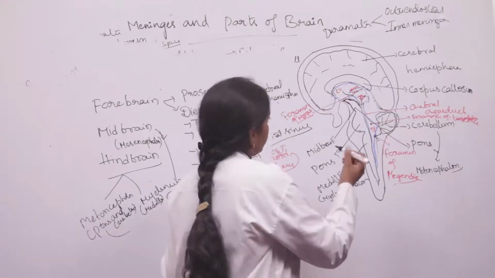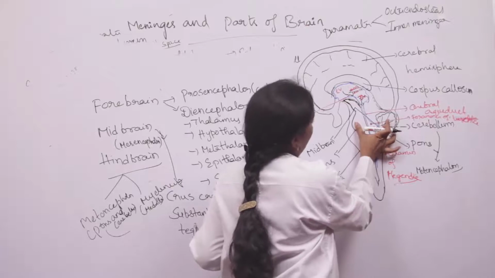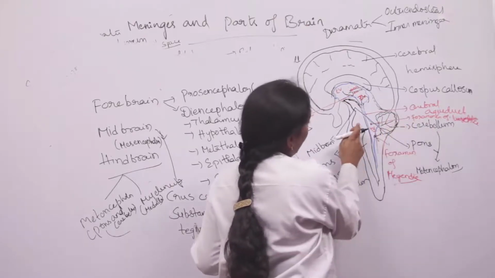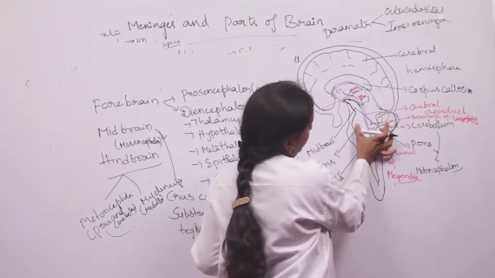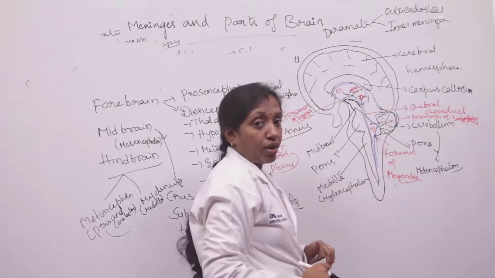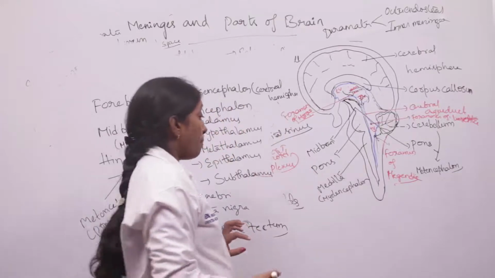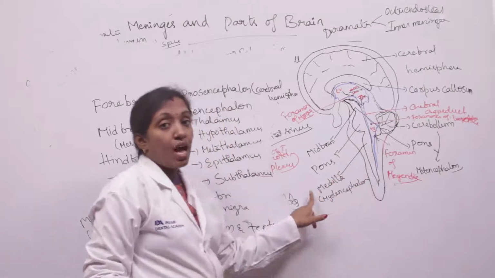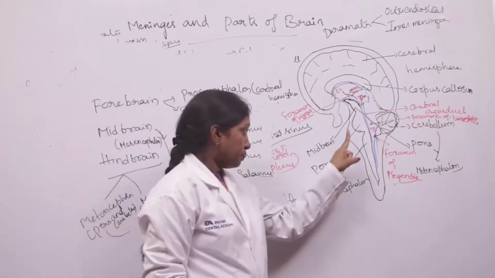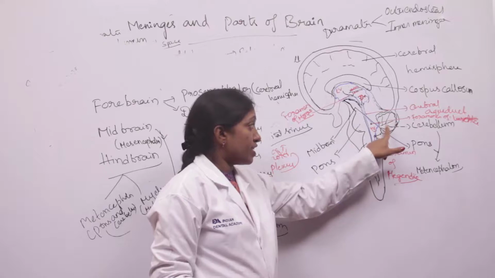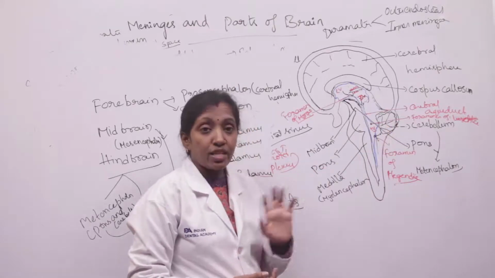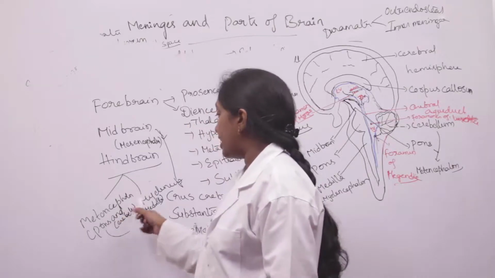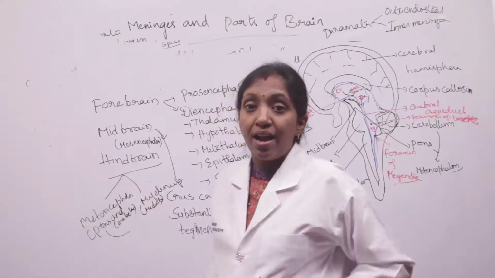Metencephalon includes pons and cerebellum. This is the cerebellum, and this is the pons. Pons and cerebellum together form the metencephalon. Okay, and myelencephalon includes the medulla oblongata. The medulla oblongata forms the myelencephalon, and pons as well as the cerebellum form the metencephalon. Together, the metencephalon and myelencephalon form the hindbrain.